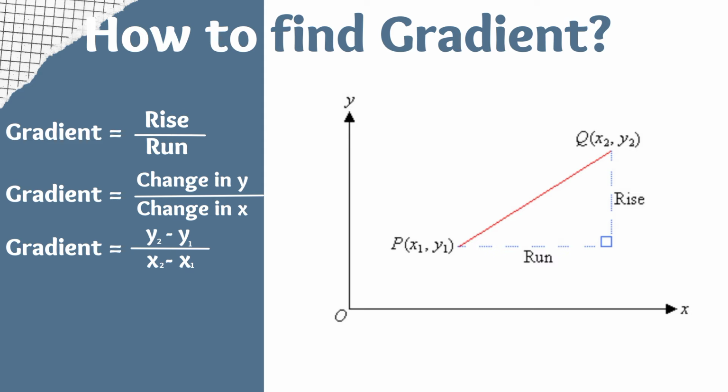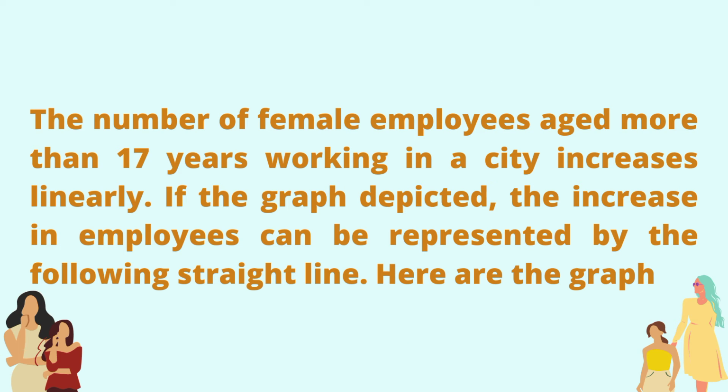Alright, now let's move to the main discussion. As you can see on the screen, it says that the number of female employees aged more than 17 years working in a city increases linearly. If graphed, the increase in employees can be represented by the following straight line. Here is the graph.